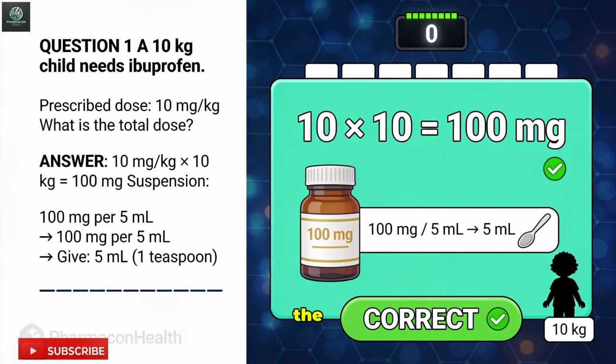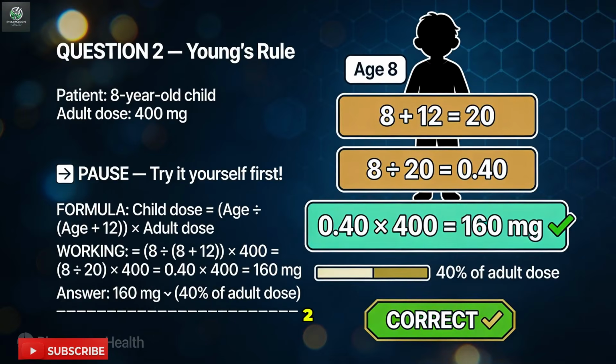Ready? The answer is simple. 10 milligrams per kilogram multiplied by 10 kilograms equals 100 milligrams. The child receives 100 milligrams of ibuprofen. If the medication comes as a suspension with 100 milligrams per 5 milliliters, the child would receive 5 milliliters, 1 teaspoon, per dose.